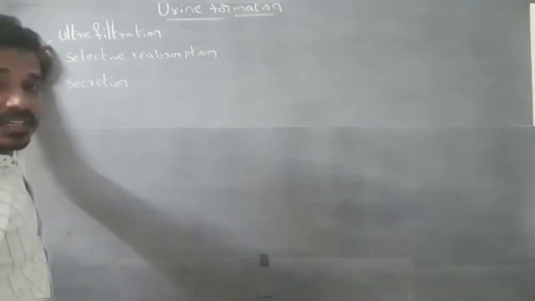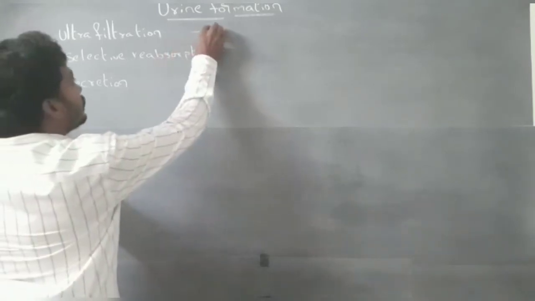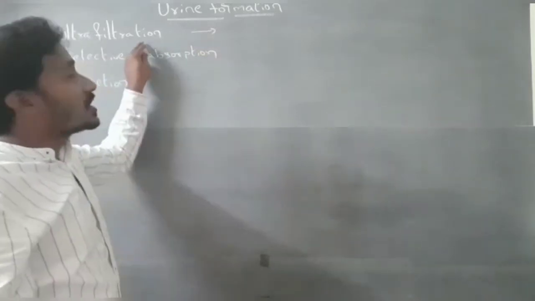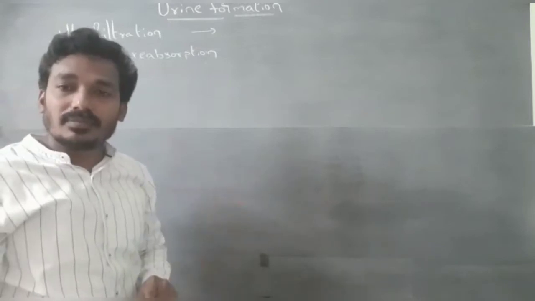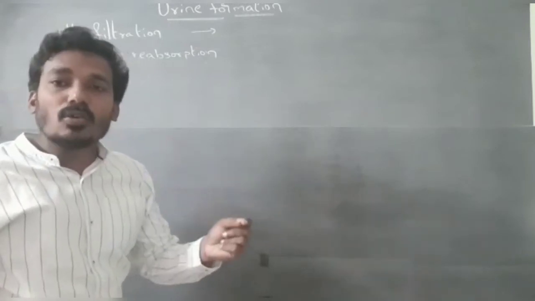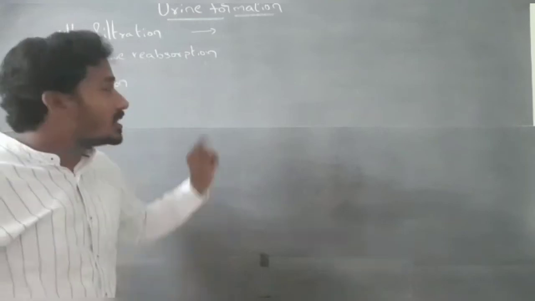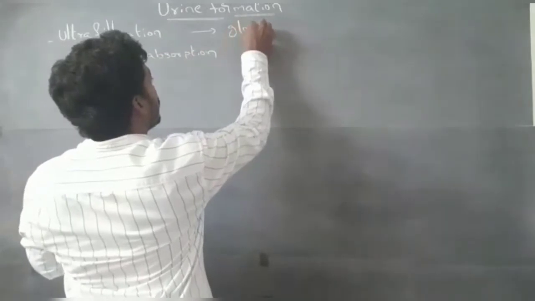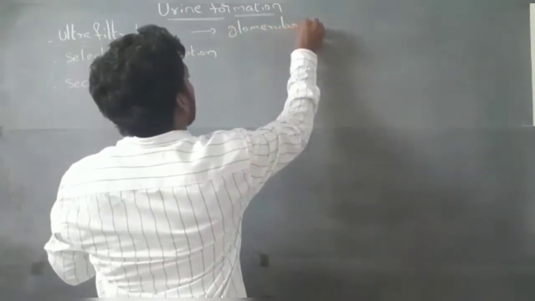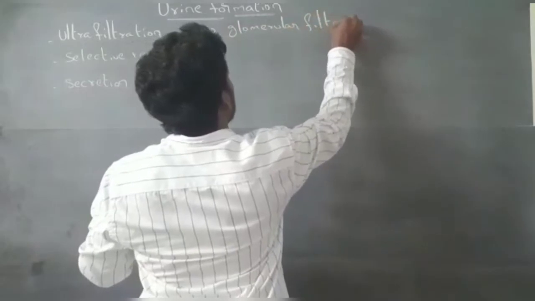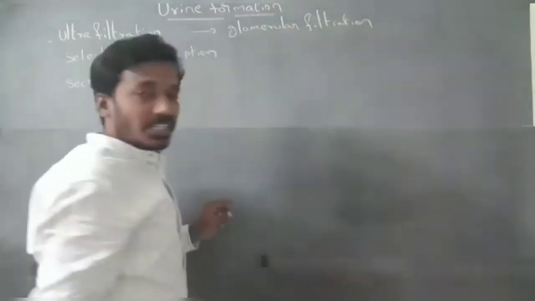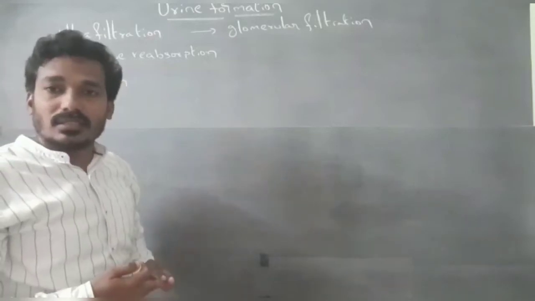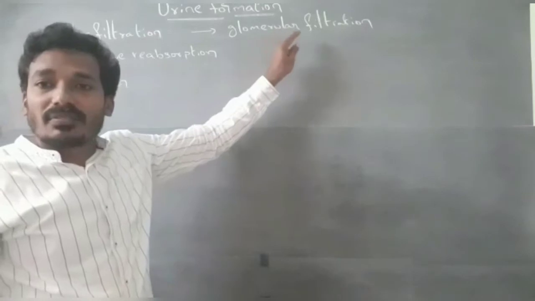First step, ultrafiltration. Filtration of blood. Ultrafiltration means filtration of blood. It is carried out by the glomerulus, so it is called glomerular filtration.